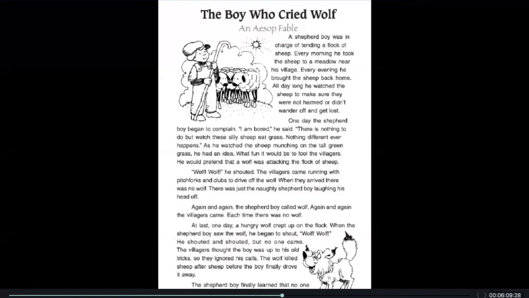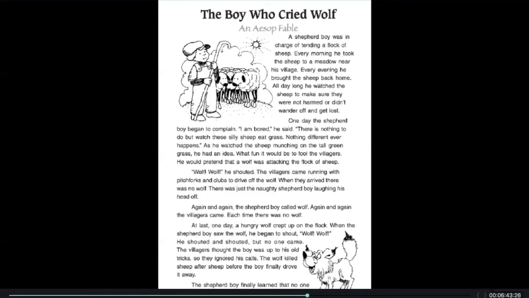"I'm bored," he said. "There is nothing to do but watch these silly sheep eat grass. Nothing different happens." As he watched the sheep munching on the tall green grass, he had an idea. What fun it would be to fool the villagers. He would pretend that a wolf was attacking the flock of sheep. "Wolf! Wolf!" he shouted. The villagers came running with pitchforks and clubs to drive off the wolf. When they arrived, there was no wolf. There was just the naughty shepherd boy laughing his head off.